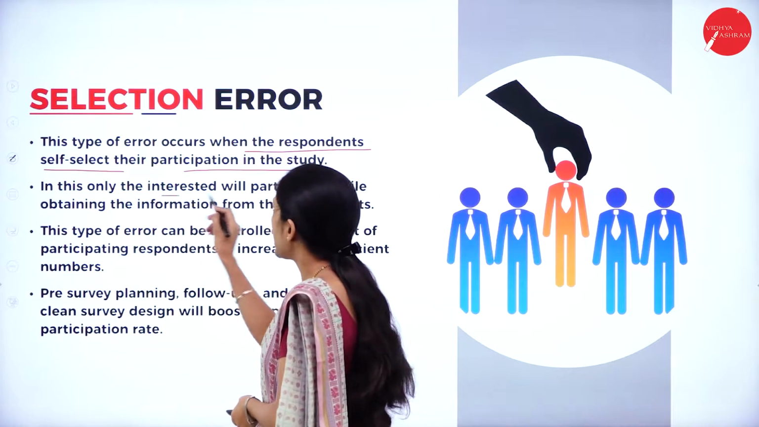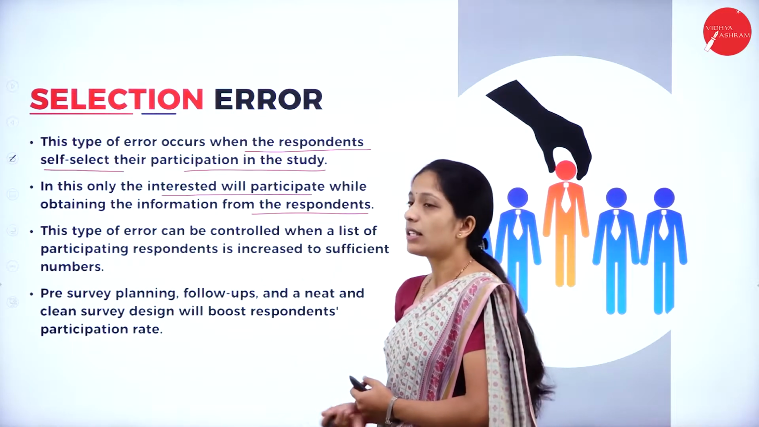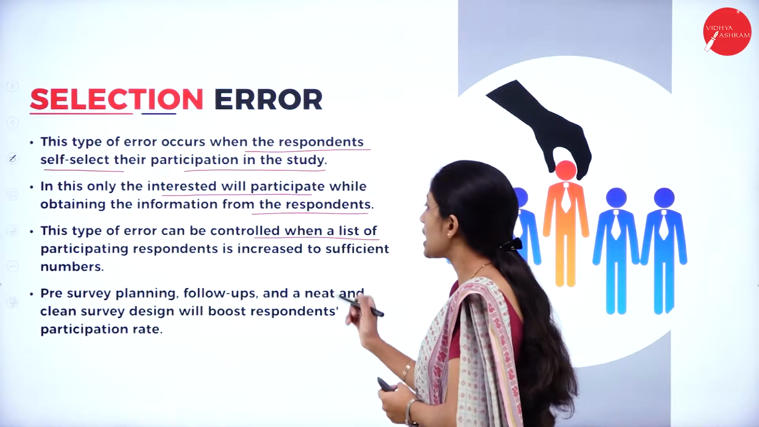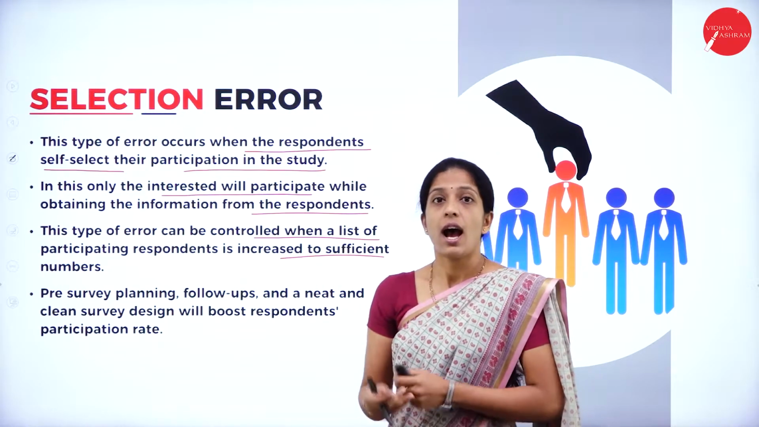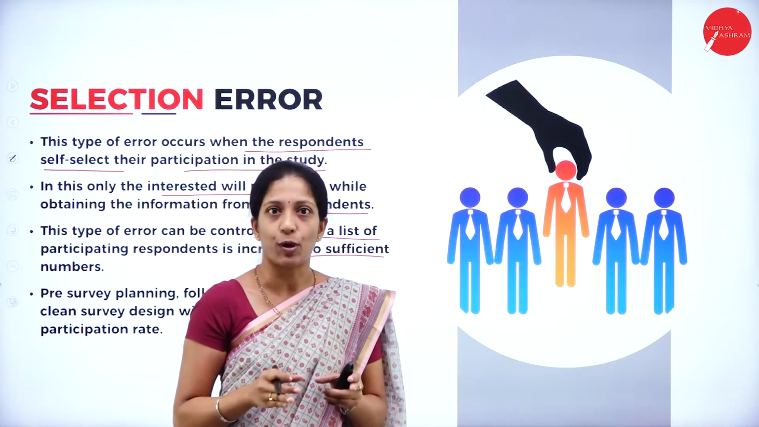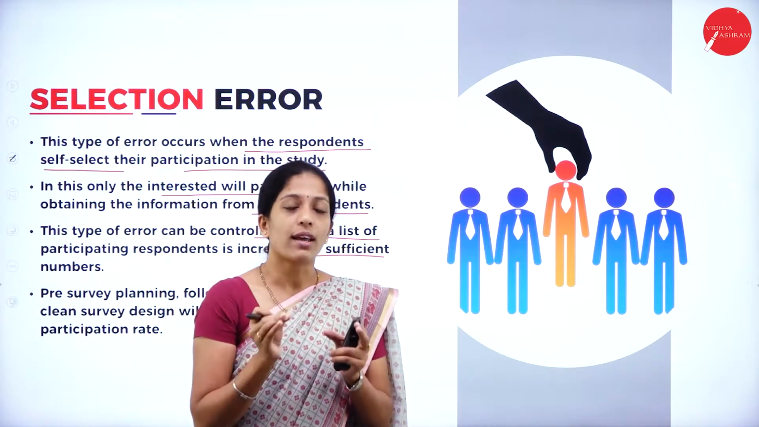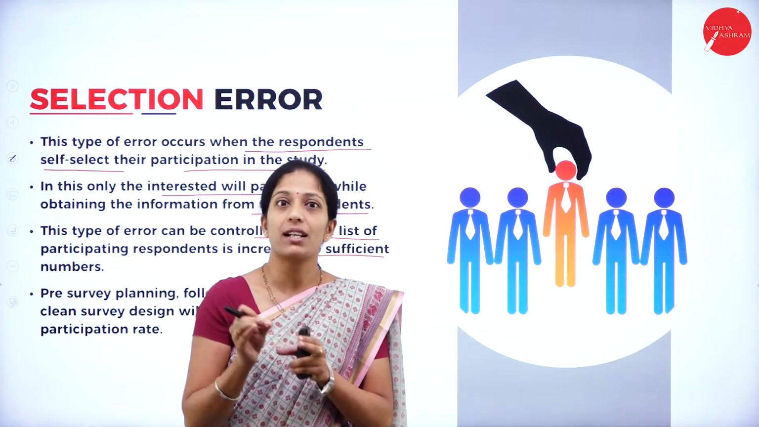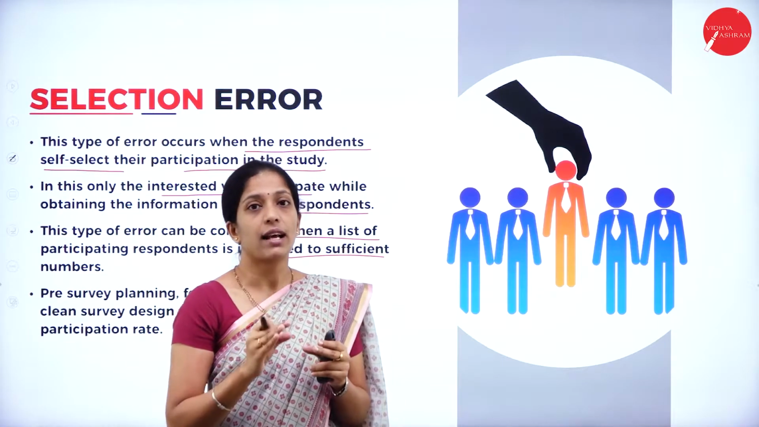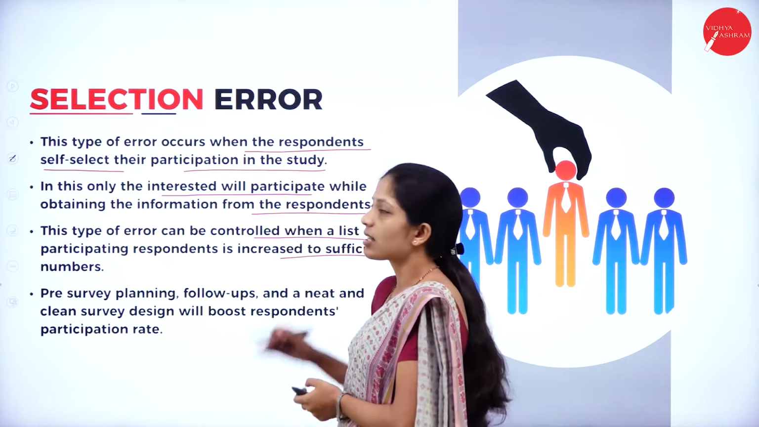In this, only the interested will participate while obtaining the information from the respondents. This type of error can be controlled when the list of participating respondents is increased to sufficient numbers. And there are certain situations where the researcher has selected the respondents, but the respondents are so ignorant that they cannot answer the questions. In that situation also we can't get sufficient information or data, and selection error occurs.